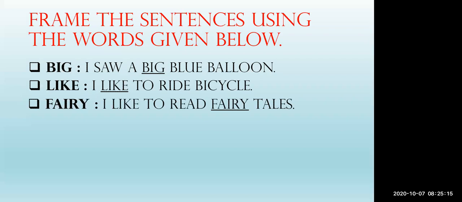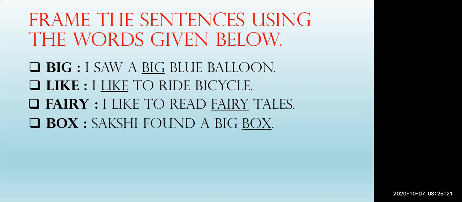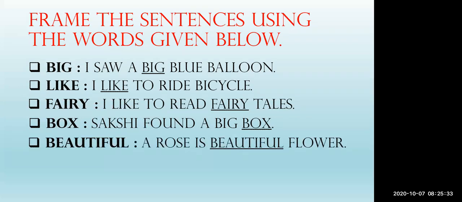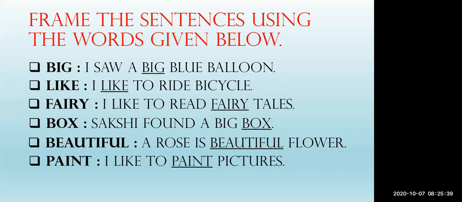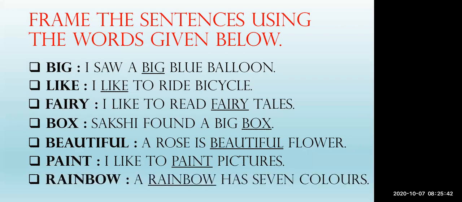Okay, children? Third is fairy. I like to read fairy tales. Next word is box. Now this sentence is already given in the story. Sakshi found a big box. Yes? Beautiful. A rose is a beautiful flower. Paint. I like to paint pictures. And the last word is rainbow. A rainbow has 7 colors. Okay, children? So in this way, you have to write and make simple sentences by using these words.